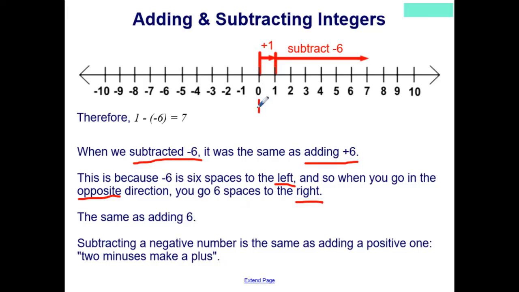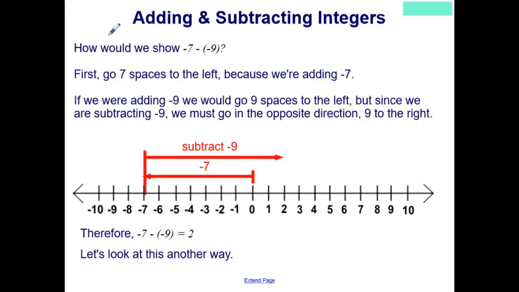This looks like 1 plus 6, because 1 plus 6 would also give us an answer of 7. In both cases, we end at 7 on the number line. Subtracting a negative number is the same as adding a positive one. And we have the very helpful saying, 2 minuses make a plus. So we use that all the time when we are subtracting a negative, because to us, the addition makes more sense if we're moving to the right.